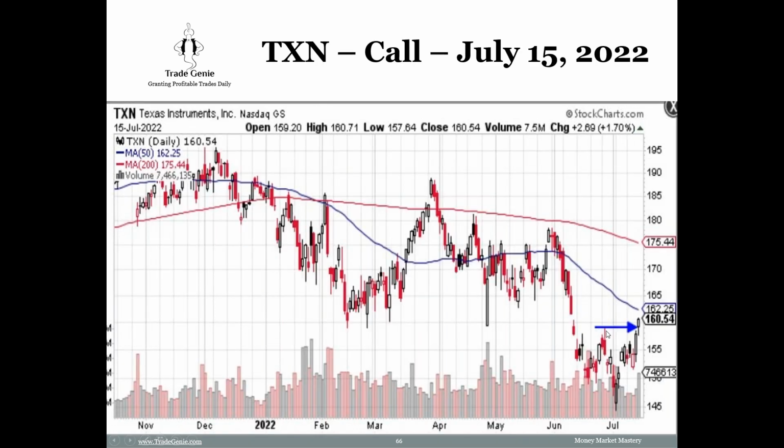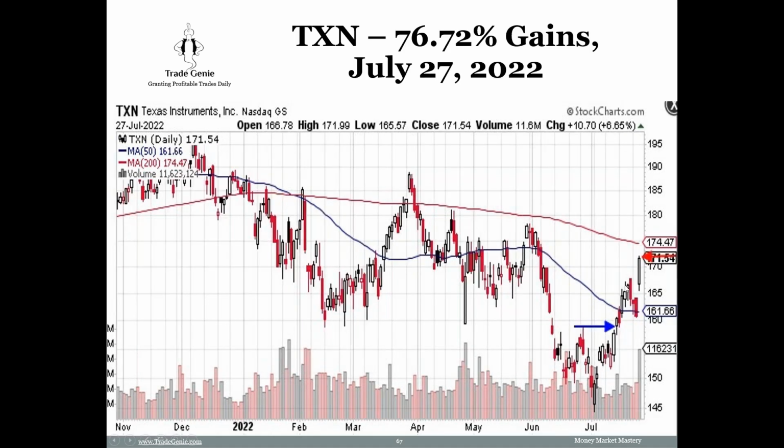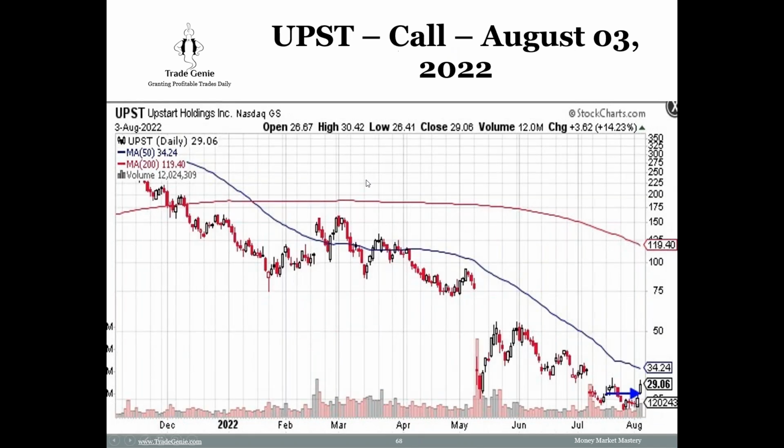TXN, so Texas Instruments. Maybe the technology stocks are moving. Volume is up, broke the resistance. I position myself. What are the chances of TXN to go down than to go up when it broke this resistance level and the volume is high? So 76% gain on this gap up. So pull back and the gap up, I close the trade.